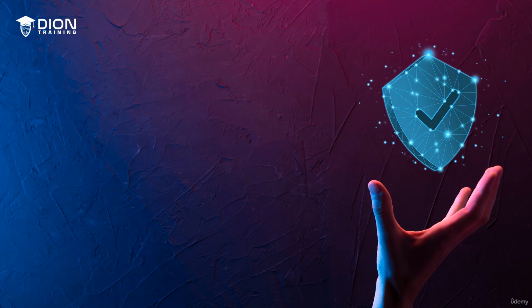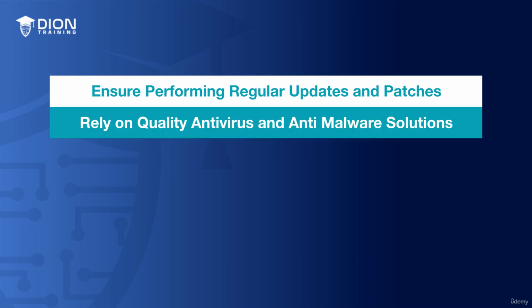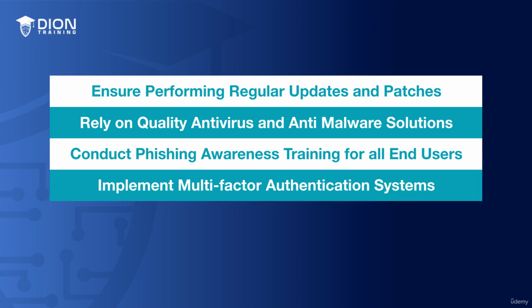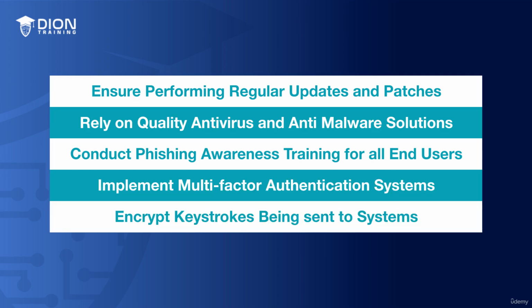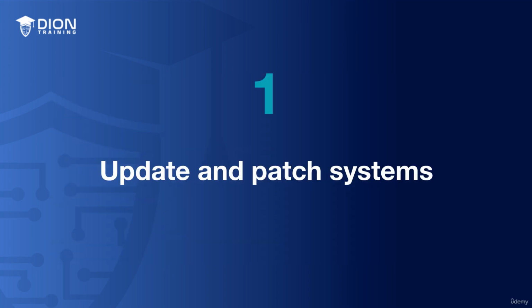Now, to protect your organization from keyloggers, you should ensure you perform regular updates and patches on your systems. You should rely on quality antivirus and anti-malware solutions. You should conduct phishing awareness training for all your end users. You should implement multi-factor authentication systems. You should encrypt keystrokes being sent to your systems. And you should perform physical checks of your desktops, laptops, or servers to see if a hardware-based keylogger is being used. First, you should always regularly update and patch your systems.